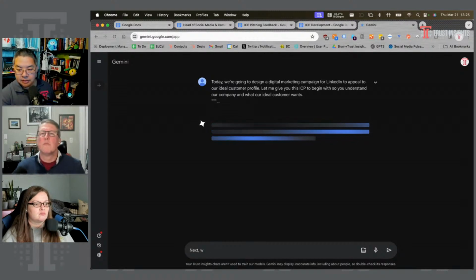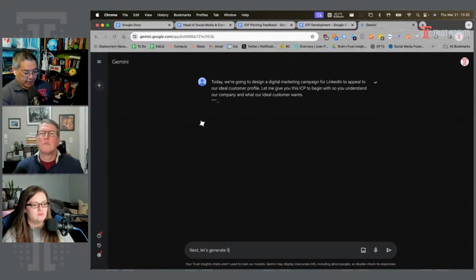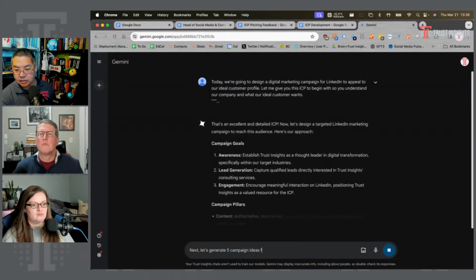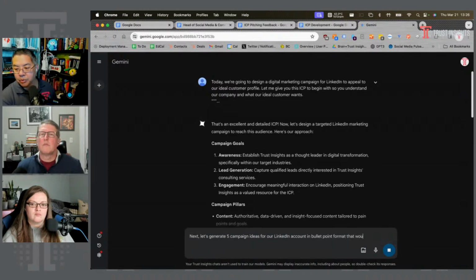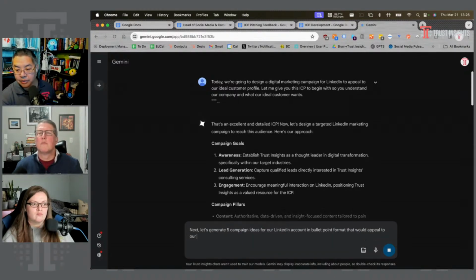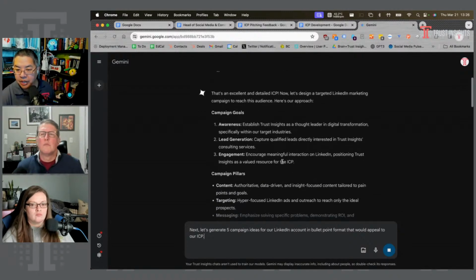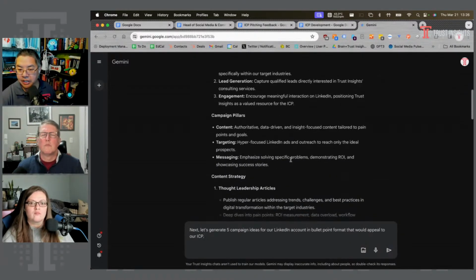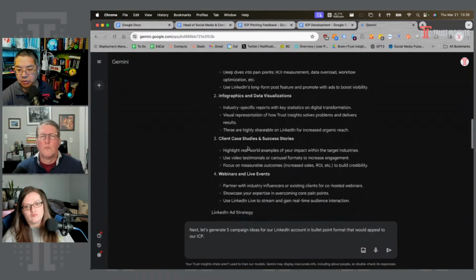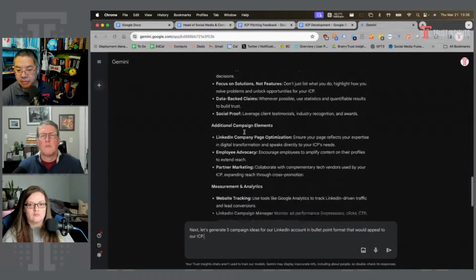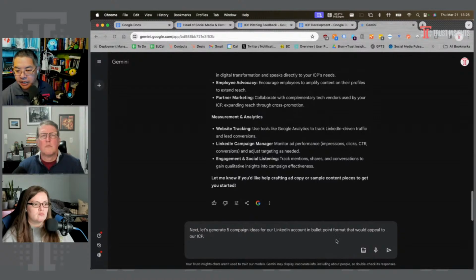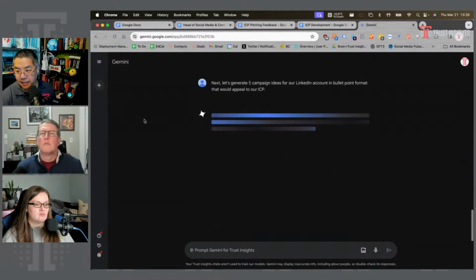Let's generate 5 campaign ideas for our LinkedIn account in bullet point format that would appeal to our ICP. So campaign goals, awareness, lead generation, engagement, pillars, content targeting, content strategy, thought leadership, and so on and so forth. Here's your overall LinkedIn strategy, key messaging. Again, this is all from the ICP. So let's see what it has to say.